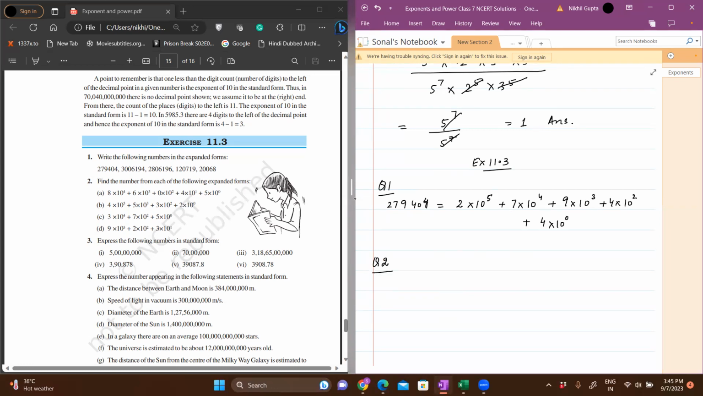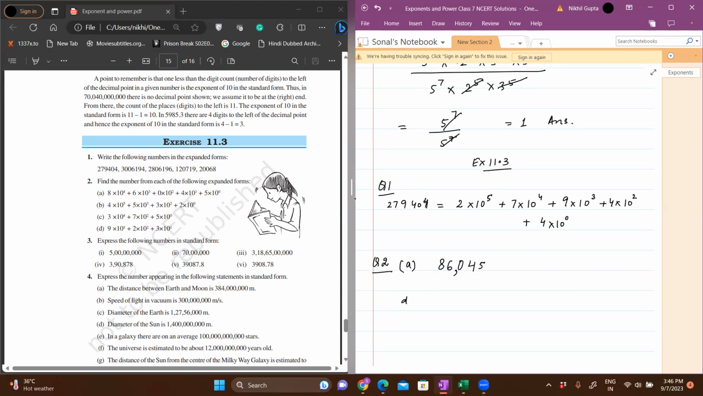Let's move on to question 2. Now the expanded form has been given to you. You need to find out the number form. 8 into 10 to the power 4. That means 8 is on the ten thousands place. After that, 6 into 10 to the power 3. It is on the thousands place. Now 0 is on the hundreds place. 4 is there on tens place and 5 is there on ones place. 26,045 is the answer for this question.